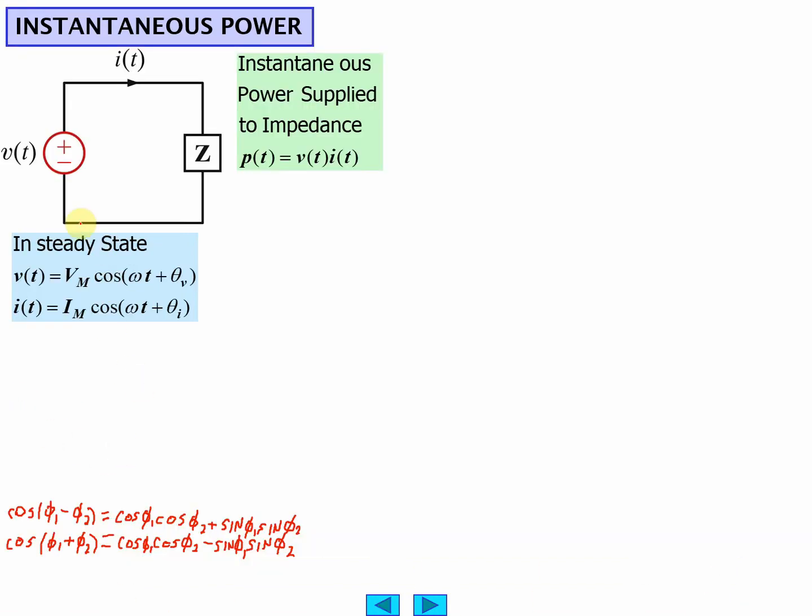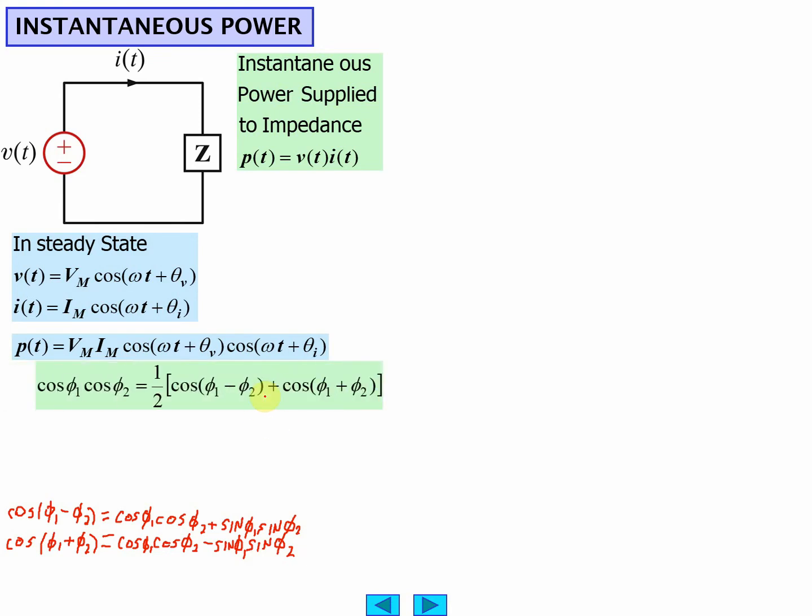So we start out with instantaneous power. Just like DC, you take your voltage and AC current and multiply the current and voltage together to get instantaneous power. And so when we multiply it together, we get this expression here. Now, we're going to need to simplify this expression, and we use this trig identity.